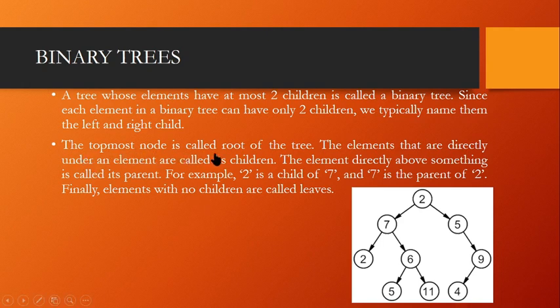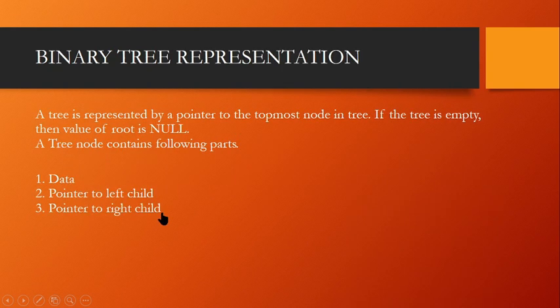The topmost node is called root of the tree. Like I said, here 2 is the topmost node, we call it as a root. The elements that are directly under an element are called its children, whereas 7 and 5 are children of 2. The element directly above something is called its parent. I am giving an example where 2 is a child of 7 and 7 is a parent of 2 and so on. So let's see the representation.